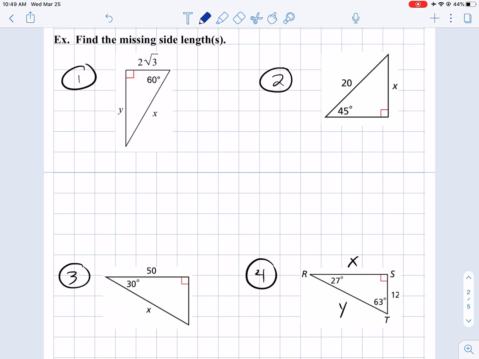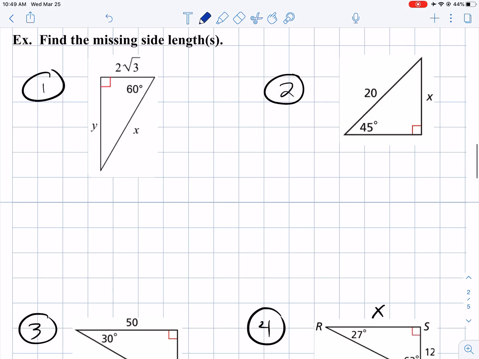Okay, remember your trick for 30, 60, 90. You always want to find the side that's opposite the 30-degree angle first, because then you can just multiply by 2, multiply by root 3, and you have your last two lengths here. The hypotenuse x is just the shorter leg, the 2 root 3, doubled. So 2 root 3 times 2 just gives us 4 root 3.